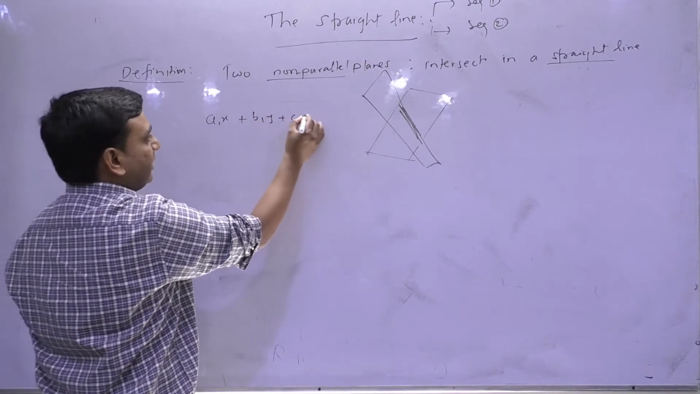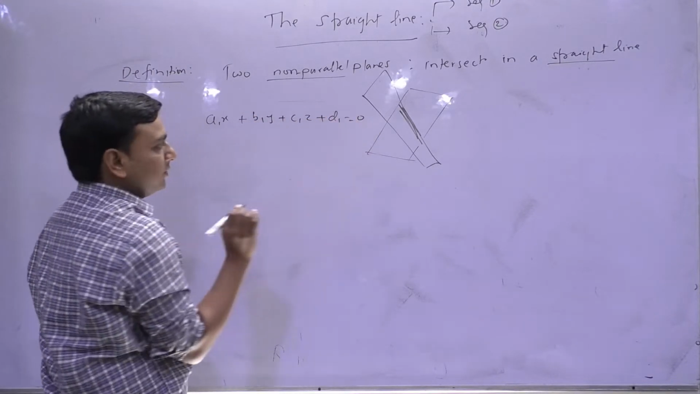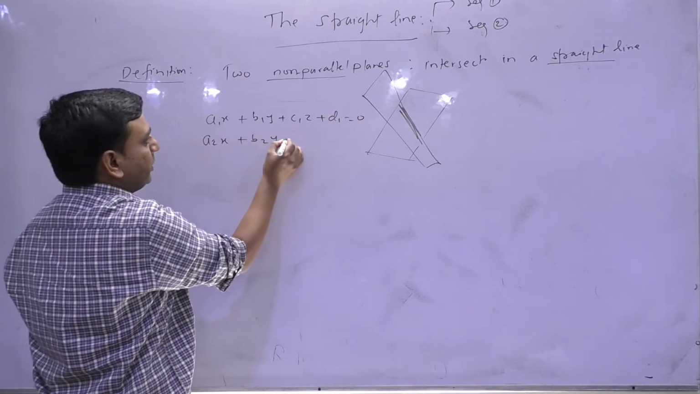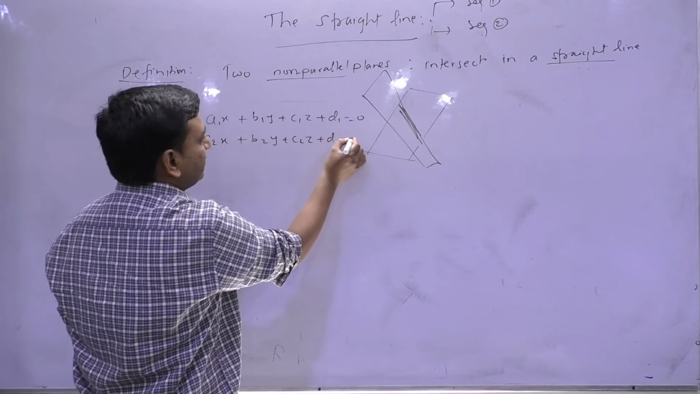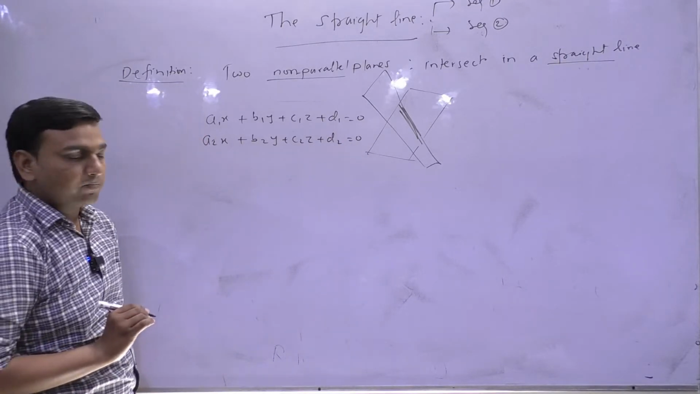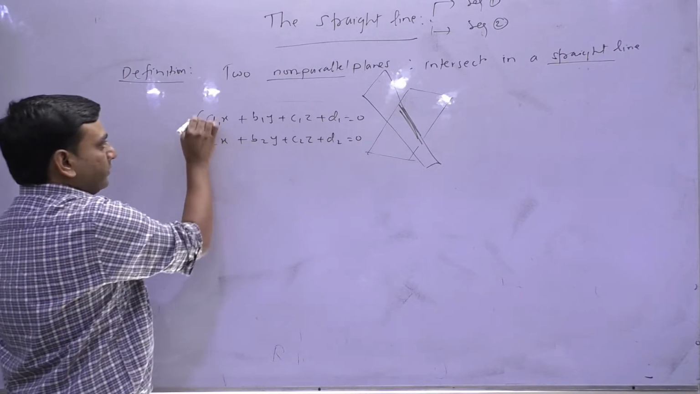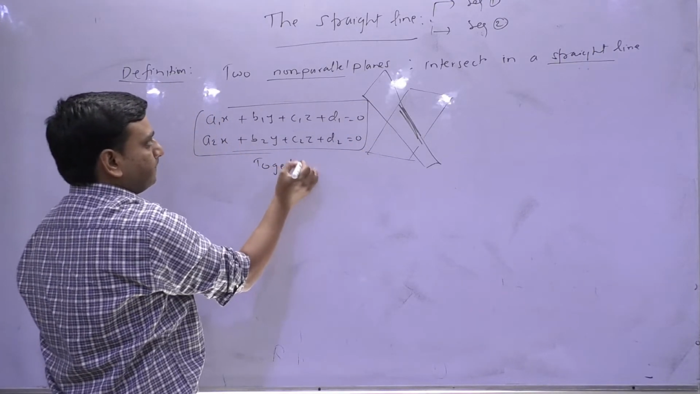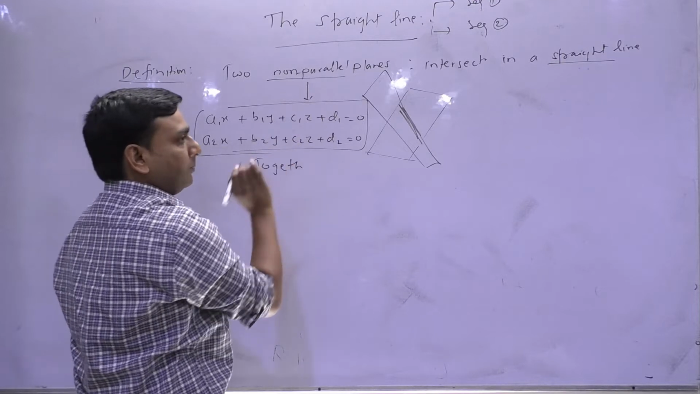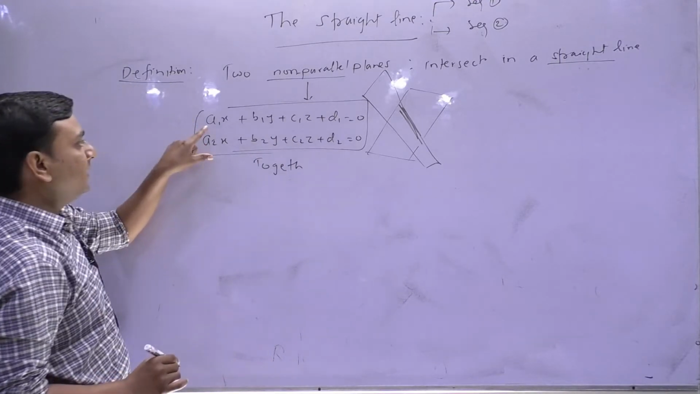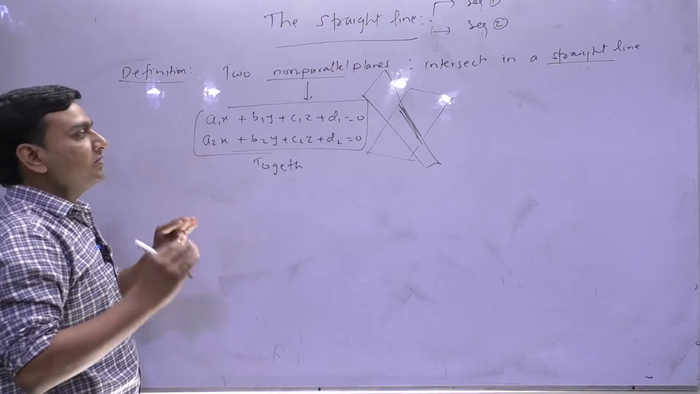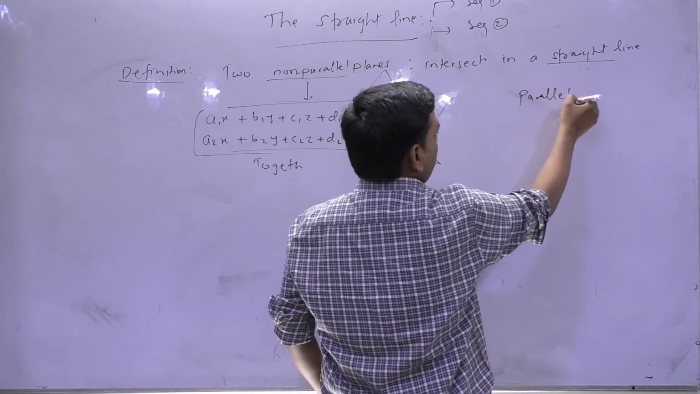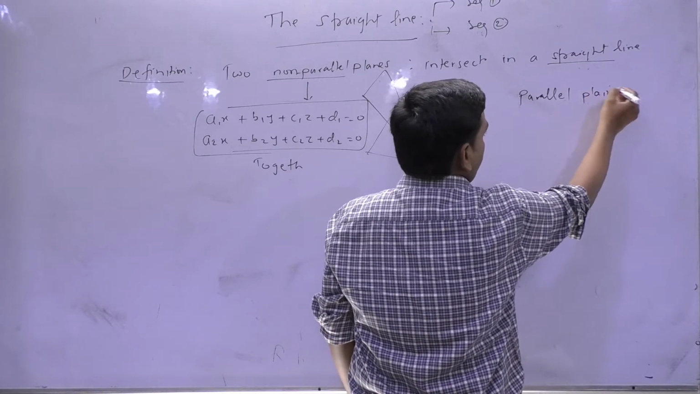A1x + B1y + C1z + D1 = 0. Another plane is A2x + B2y + C2z + D2 = 0. Together, I'm saying these are non-parallel. Non-parallel means their DRs are not in the same ratio. Now, regarding parallel planes, please notice some small points.